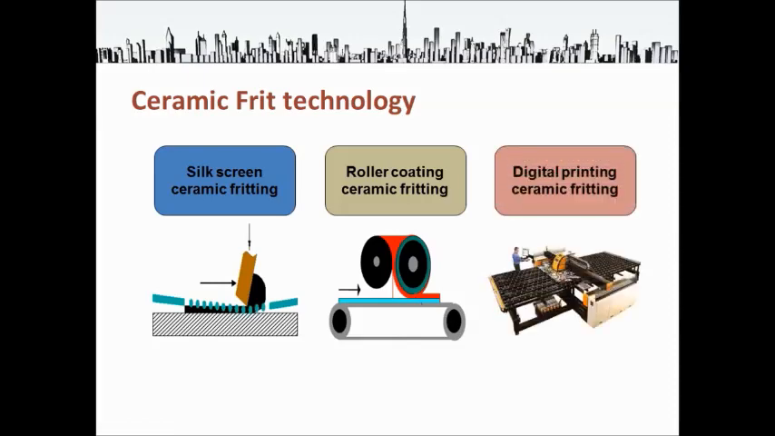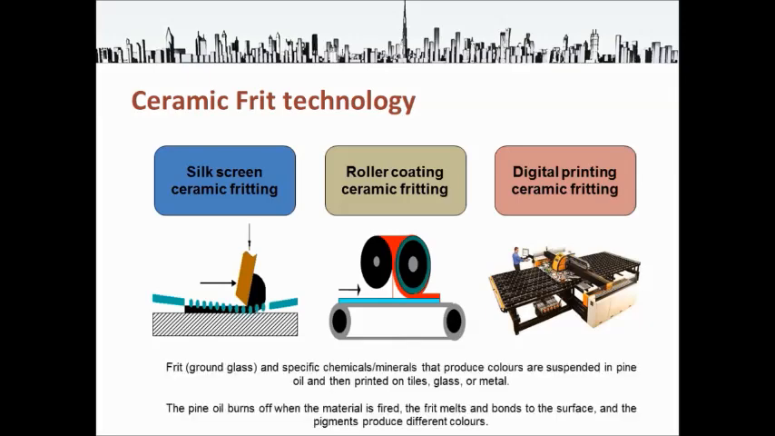The third type of ceramic frit technology that is available is called digital printing. This is very similar to printing of our photographs, where you print it on a paper. In this case, you print it on glass. So it gives you complete flexibility in terms of multicolors, which I will be talking about in my next slide. These frits are specific chemicals or minerals which have some kind of colorants, and are suspended in pine oil, and they are printed onto the surface. It is commonly used for tiles. It is also used for glass and also metals.